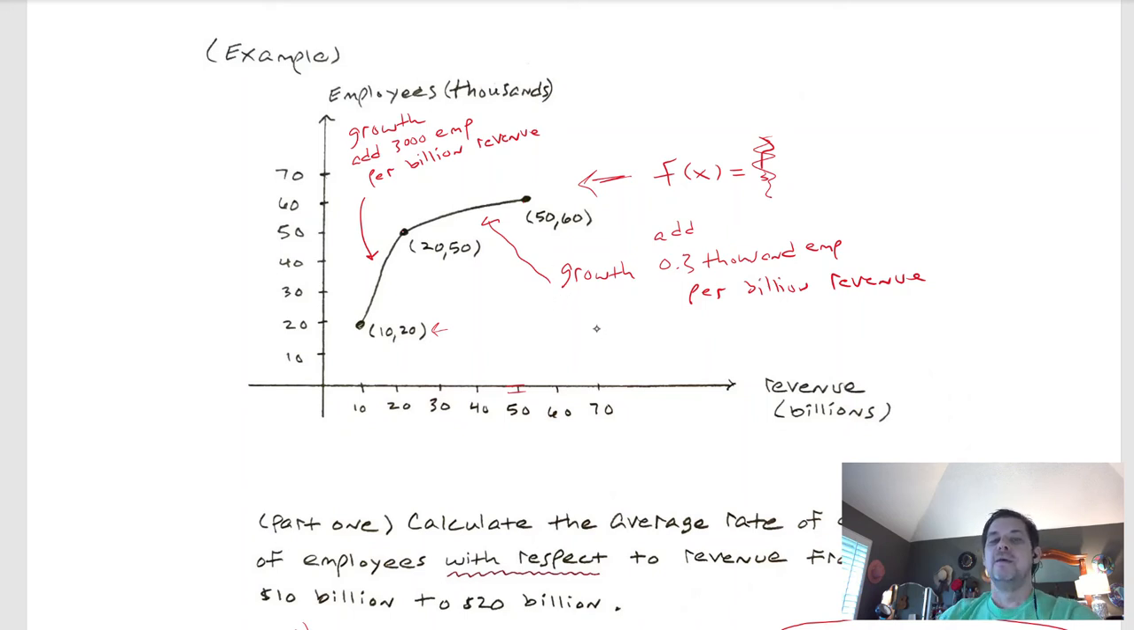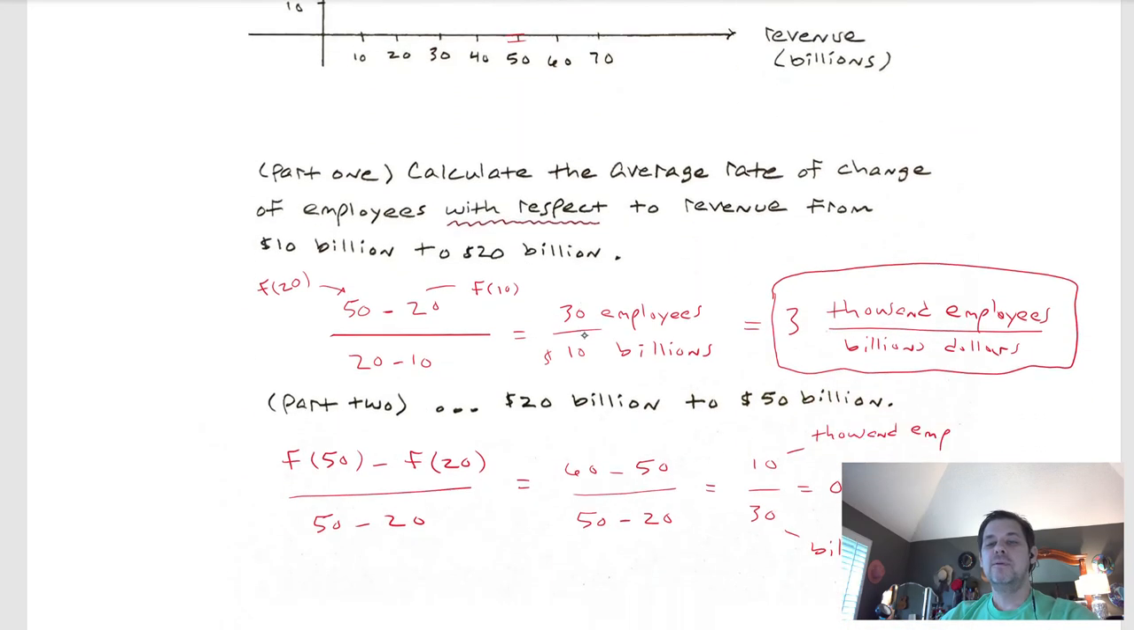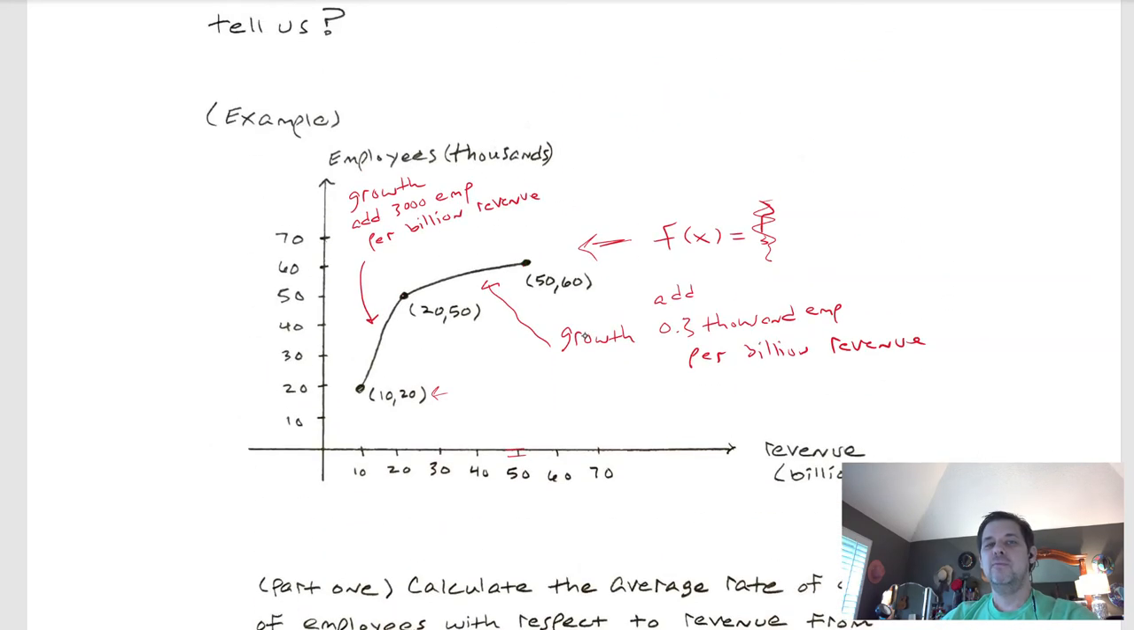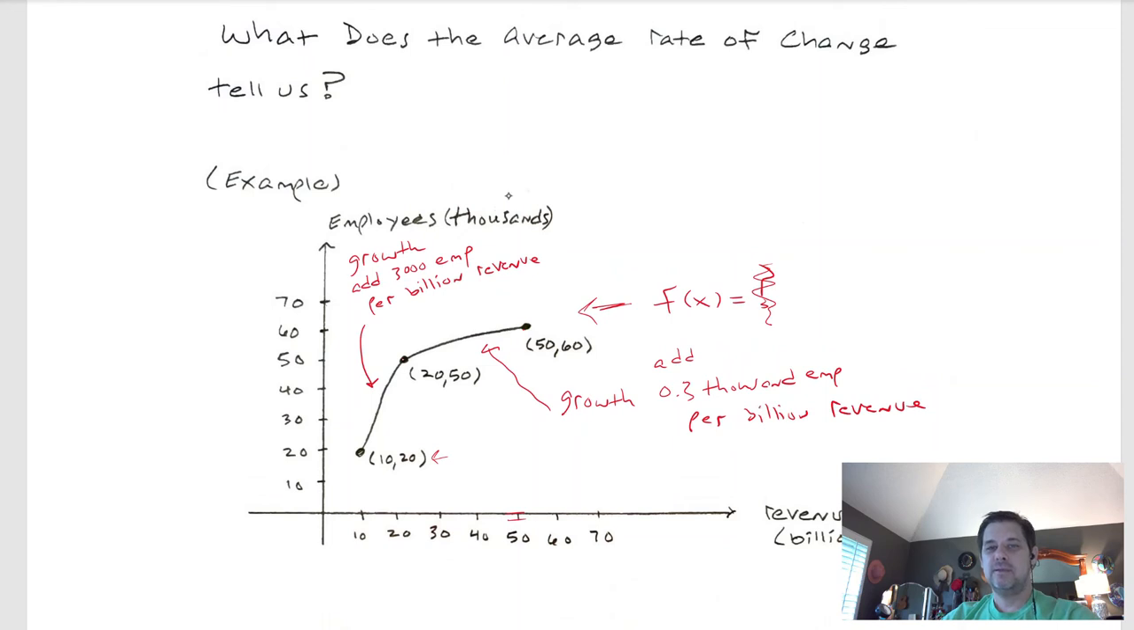Okay. Now, let's do one more, because once we get to this point here where we calculate the average rate of change and we give an interpretation of it, where here I'm saying, well, here's the interpretation of my number, is that it explains how the growth of employment depends on the growth in revenue. Okay.